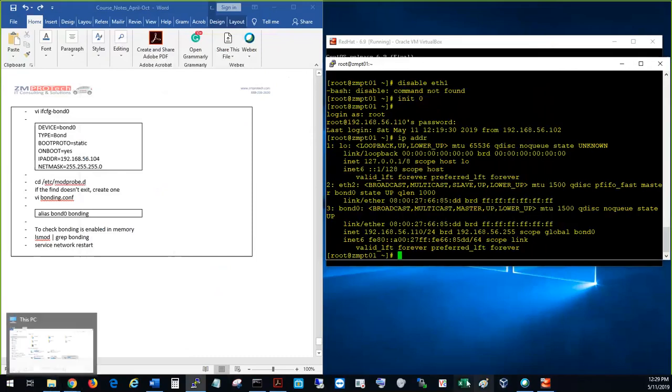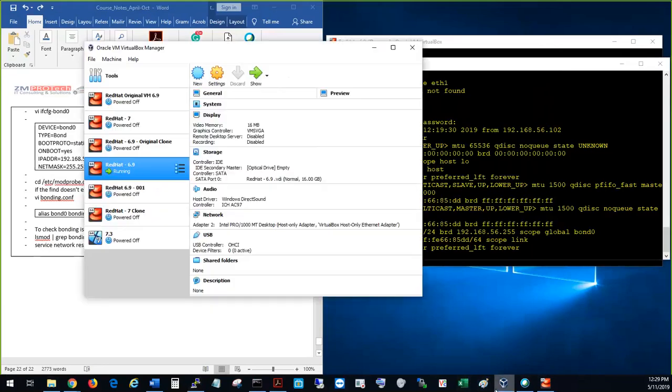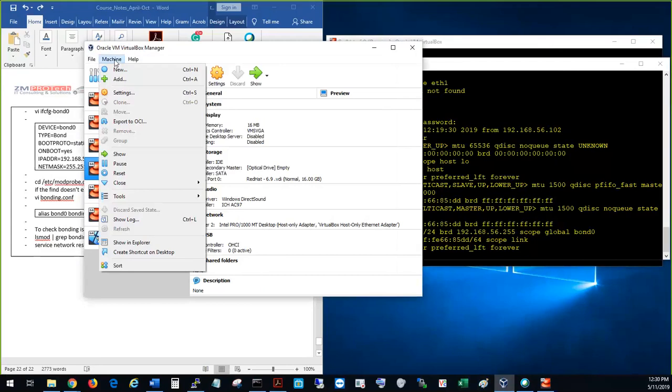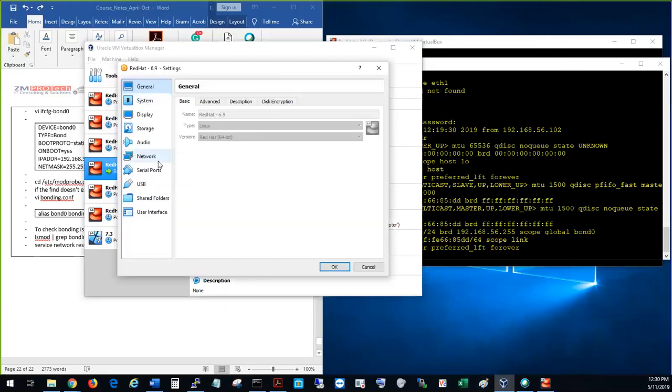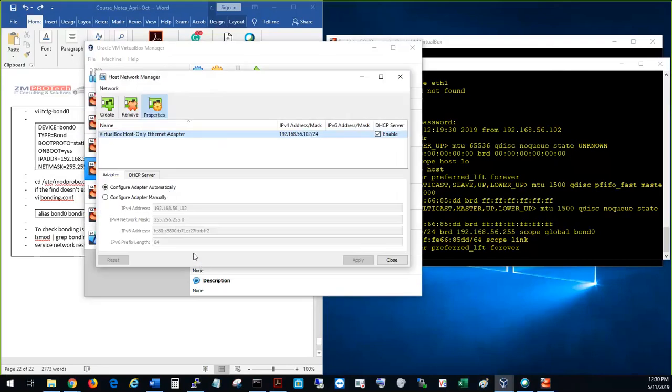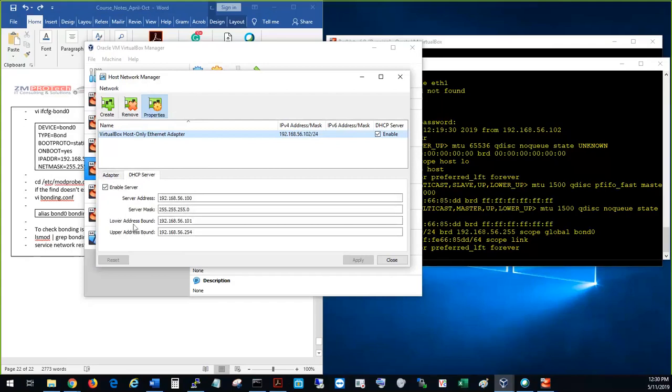But let's see here. It must have some settings in here. Network. These are just the adapters, right? But if you go into machine settings, these are global settings. Actually no, Preferences, I suppose, or the host network manager. Okay, yeah. Here, configure adapter automatically. This is what it is doing automatically. You could configure the adapter manually. And here is the DHCP server.